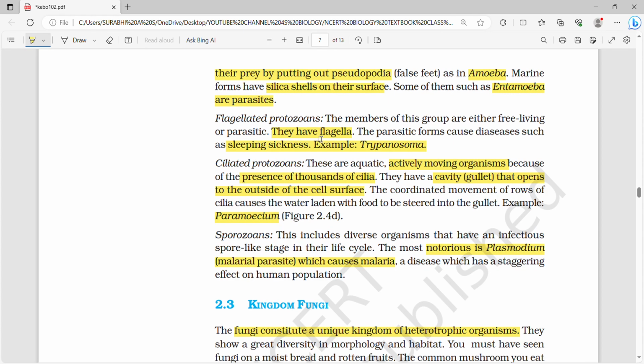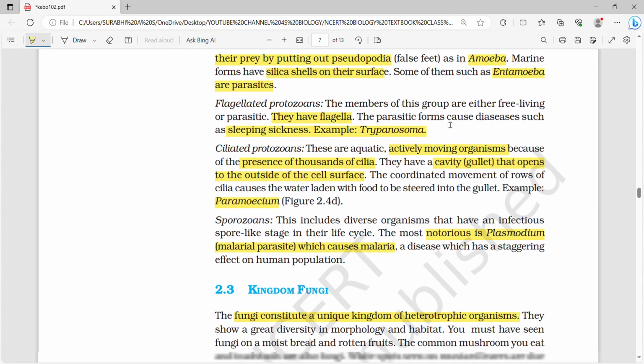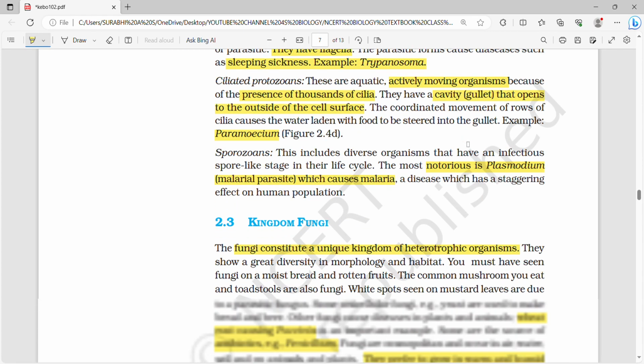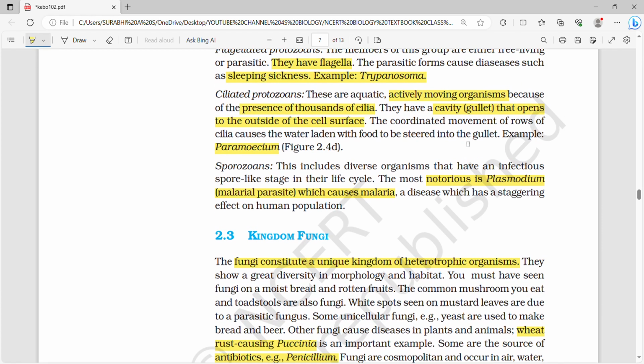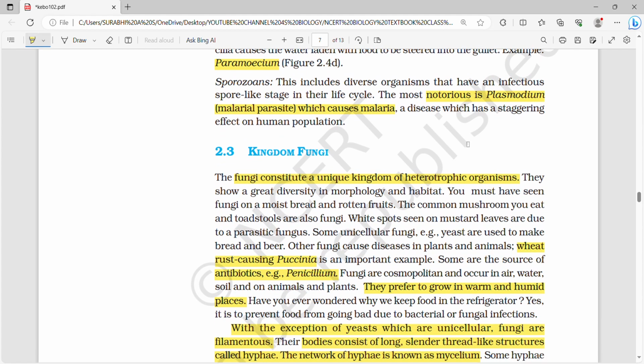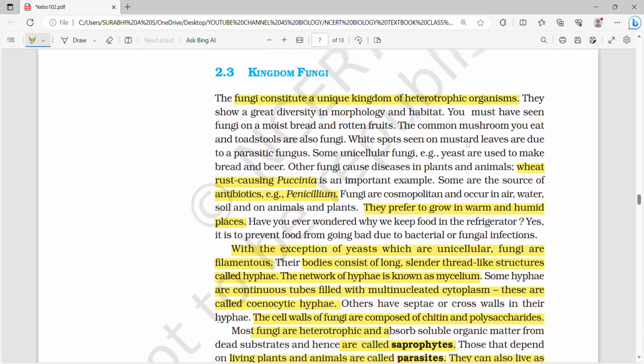Then flagellated protozoans, in the sense they have flagella. The parasitic forms cause diseases such as sleeping sickness, that is Trypanosoma. Then ciliated protozoans. They are actively moving organisms because of the presence of thousands of cilia. They have a cavity that opens to the outside of the cell surface. Example of this is Paramecium. Then sporozoans, the most notorious is Plasmodium, the malarial parasite which causes malaria in the human population. So this is about Protista.